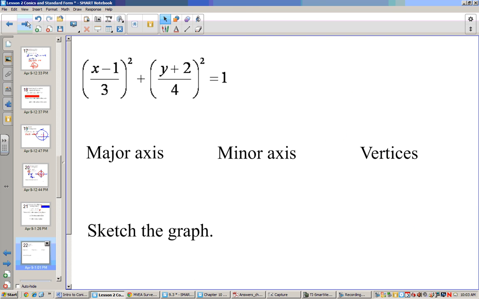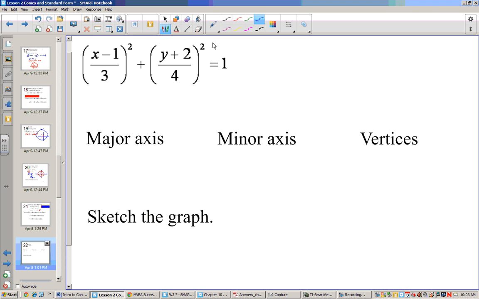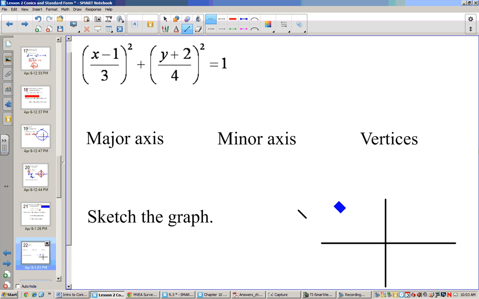All right, so here's another example. Our major axis, well, first let's sketch the graph and then we can talk about that. Our major axis is the longest axis in our ellipse. Our center here is (1, -2). So I go 1 to the right and 2 down.